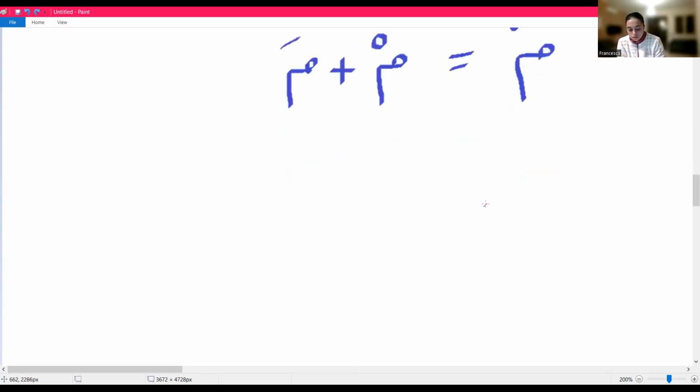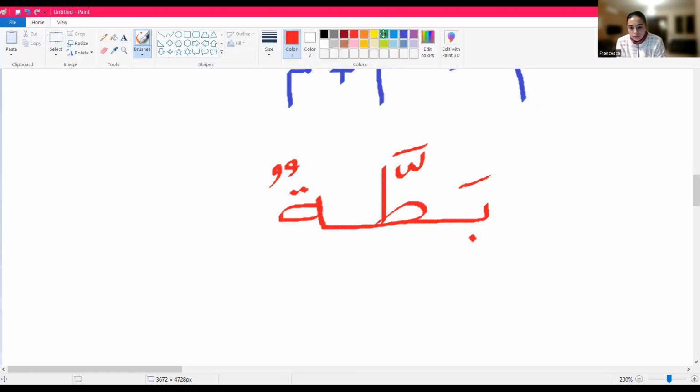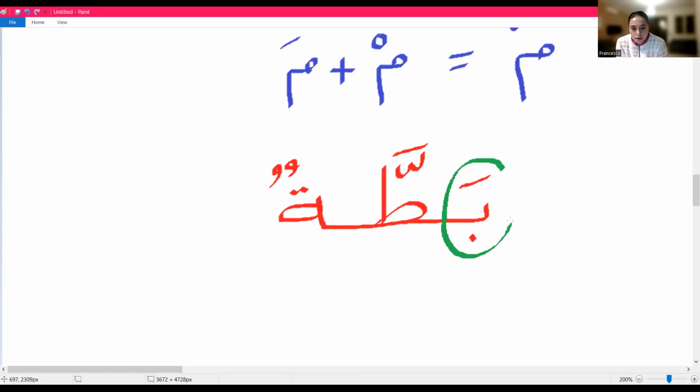Let's take an example of how we read this word. Can you try? Ba, ba. Ta, this is the letter Ta. Ta, ton. So ba. And this Ta, remember, this Ta is double Ta's together.